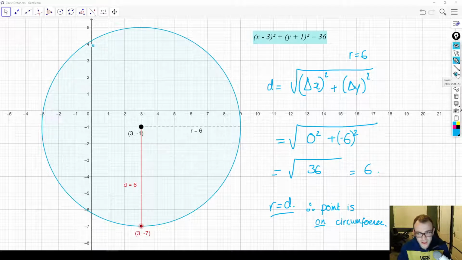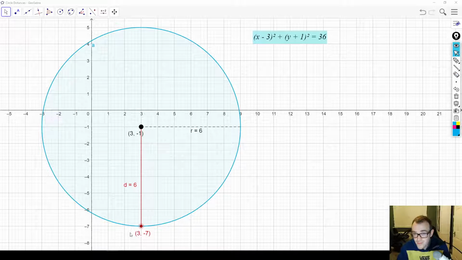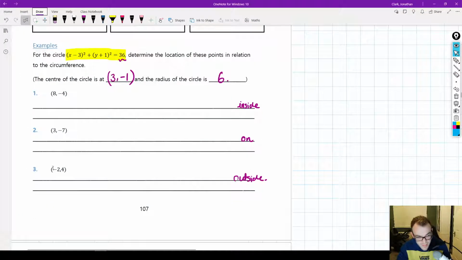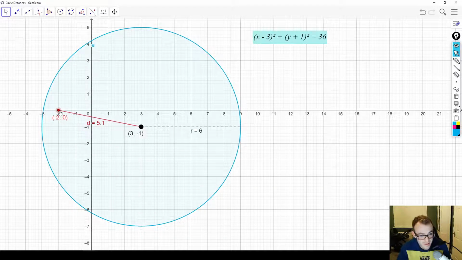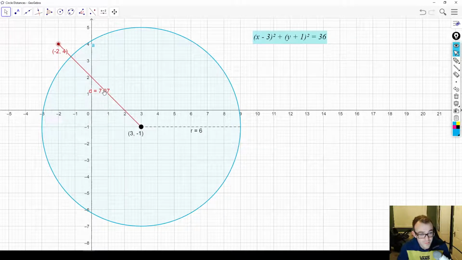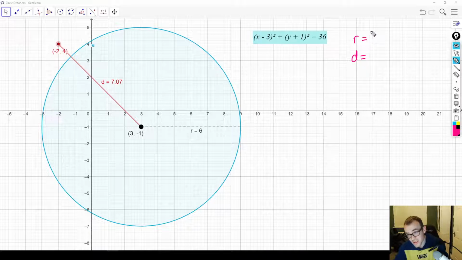And let's have a look at the last one. See what that was. What did we have there? -2, 4. Okay, so it looks to be outside the circle. Expecting that the distance will be greater than the radius. Oh, I don't know the distance yet. Oops. Radius is 6. The distance, make a bit more space for that.